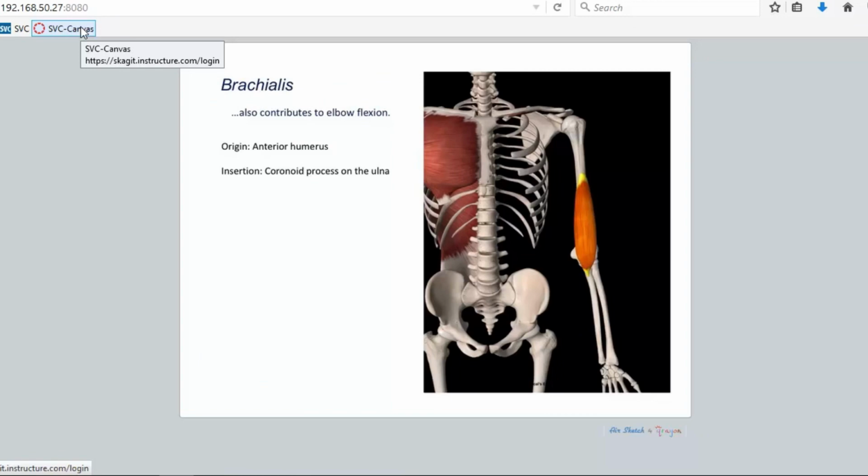Another muscle, this one is deep to the biceps muscles, is the brachialis. This is the brachialis here. Again, it crosses the elbow joint, and this is also involved in elbow flexion.